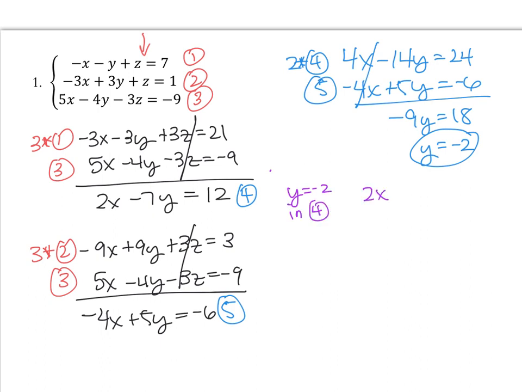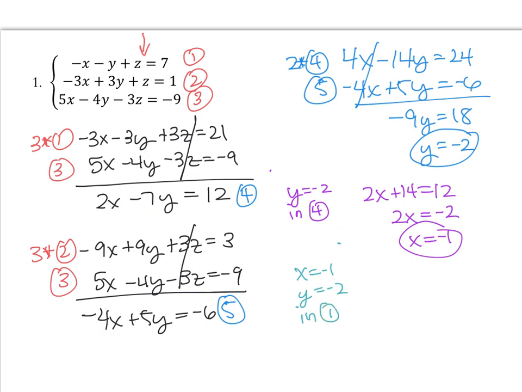So that's going to be 2x plus 14 is what that'll change to, equal to 12. 2x equals negative 2. So x is negative 1. And then to get the last answer, I have to take x equals negative 1, y equals negative 2, and plug it into one of the first equations. I'm just going to put it into number 1 because it has the least coefficients. So then it'll be positive 1 plus 2 plus z equals 7. That's 3 plus z equals 7, which means z equals 4. So my answer is negative 1, negative 2, positive 4.